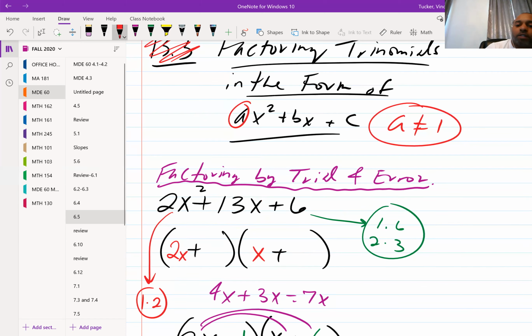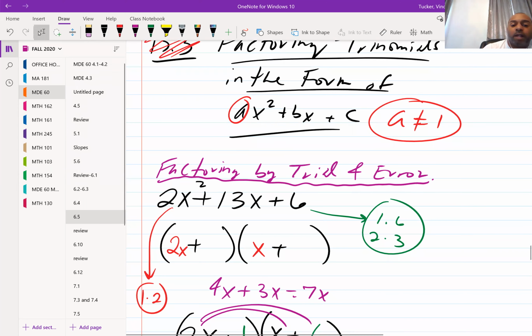And this method is called factoring by trial and error. The reason why I teach this one is because a lot of times, using factoring by trial and error, the more you do it, the less it becomes trial and error, and you get to learn the ins and outs of factoring, and you become better at factoring.